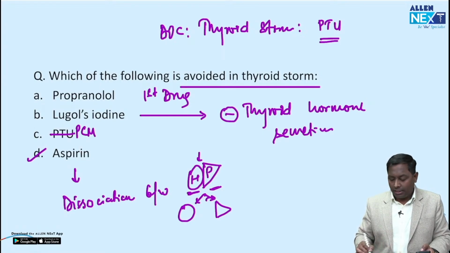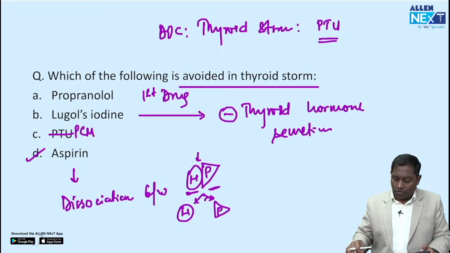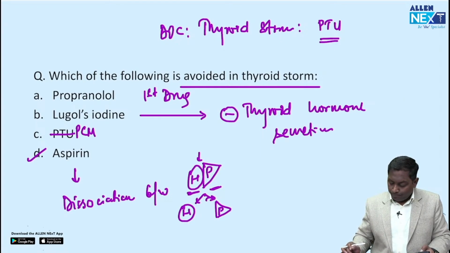Aspirin is something that is going to cause dissociation of the hormone from its binding protein. The triangle one is the binding protein. So if the hormone will be free, it will cause worsening of the problem. So we should be avoiding them. Okay.